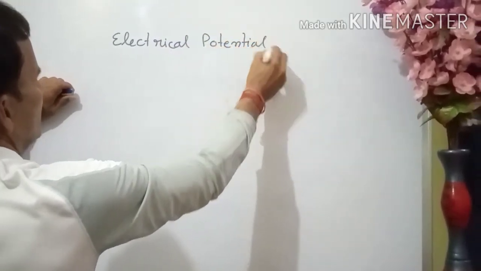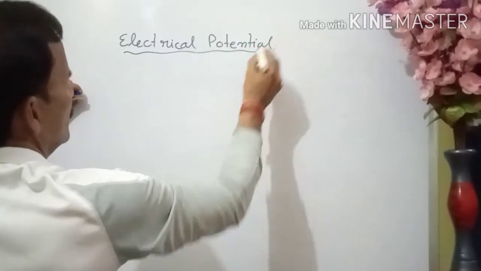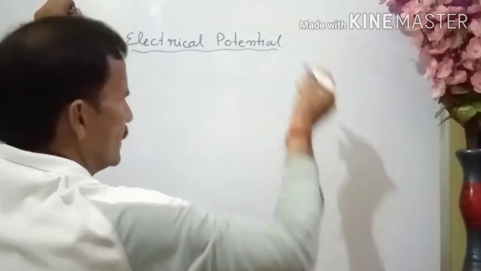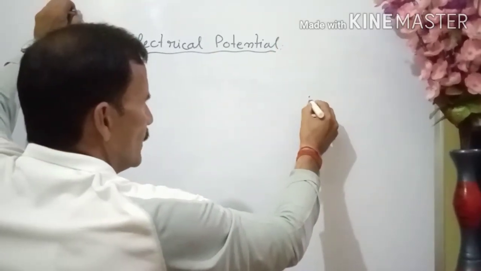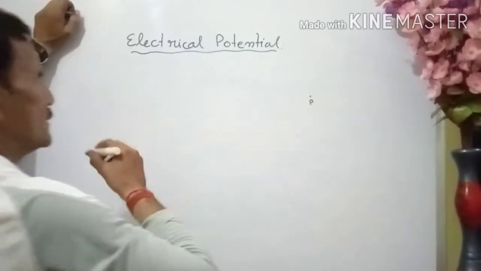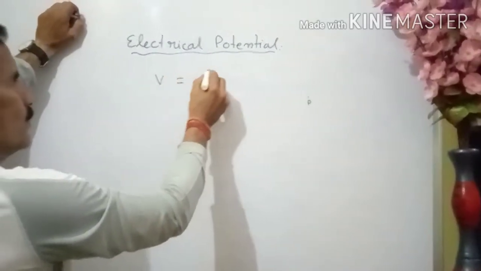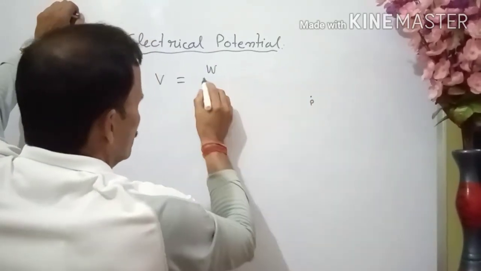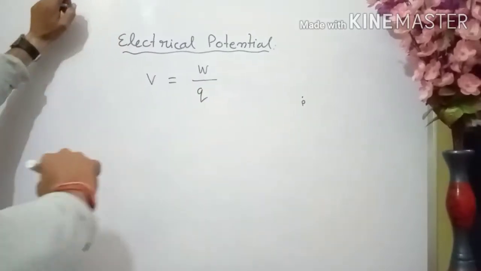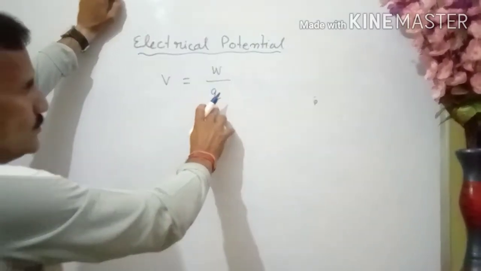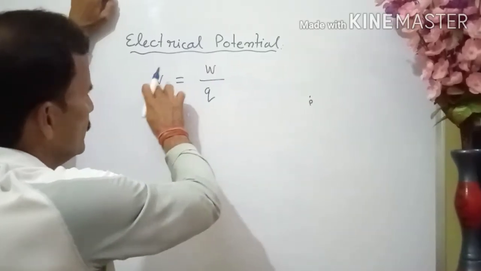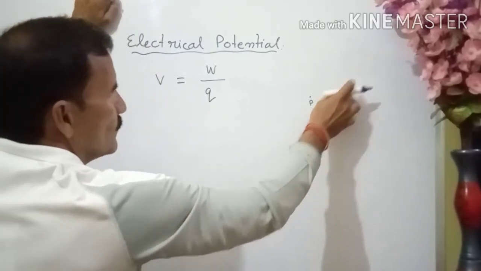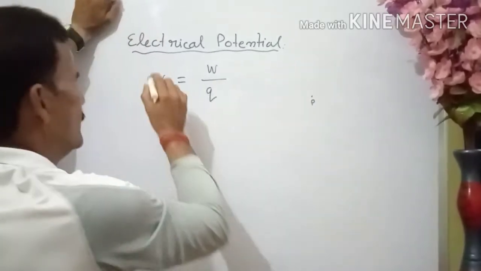So what is the electrical potential? When you are talking about any point in an electric field, the electrical potential is defined as the work done in bringing a unit positive charge. Unit why? Because here you will take W upon Q. So when it is unit, V is the work done in bringing a unit positive charge from infinity to that point.